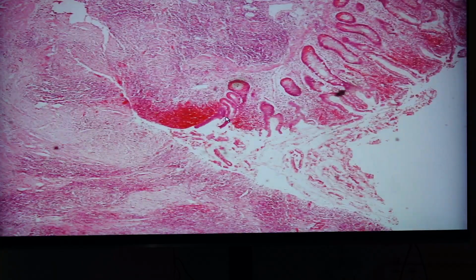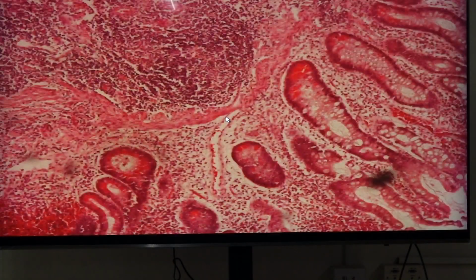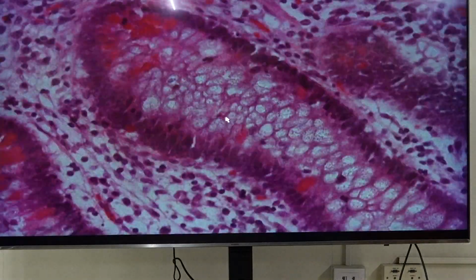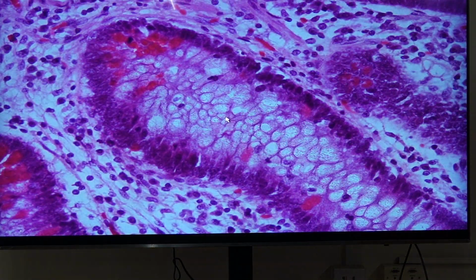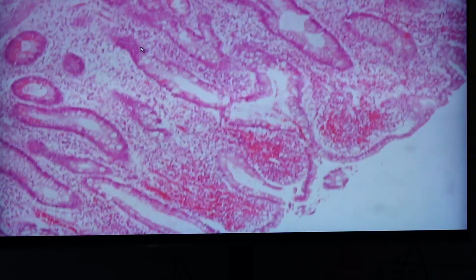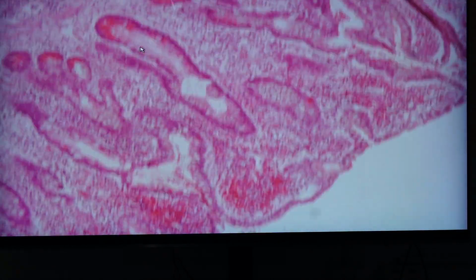Okay. If we go into the mucosal glands, we can see the presence of inflammatory cells, okay, abutting the glands. This is what we call cryptitis. C-R-Y-P-T-I-T-I-S. Cryptitis. Abscesses can be observed, but I think it's not present in this particular slide.